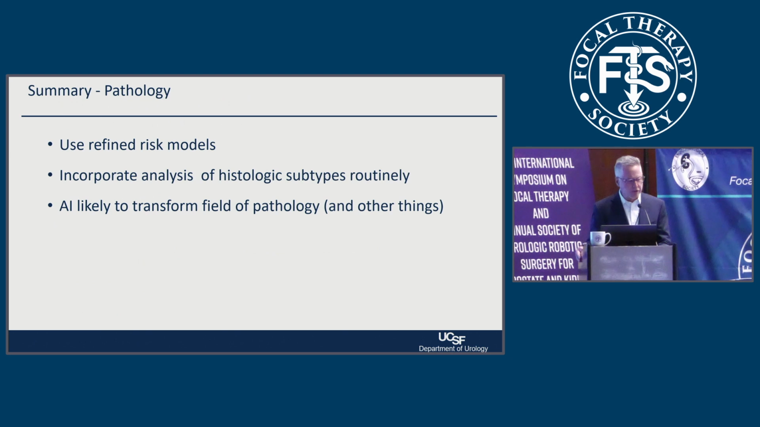So in summary, I would tell people to use refined risk models. I would go beyond NCCN. Do incorporate analysis of histologic subtypes. I think you need your pathologist to be doing that. It should be done routinely.